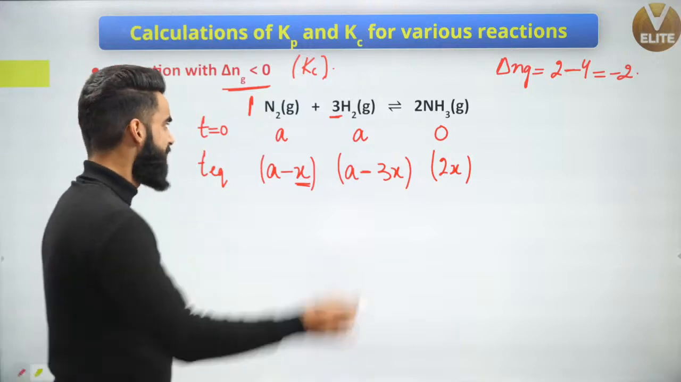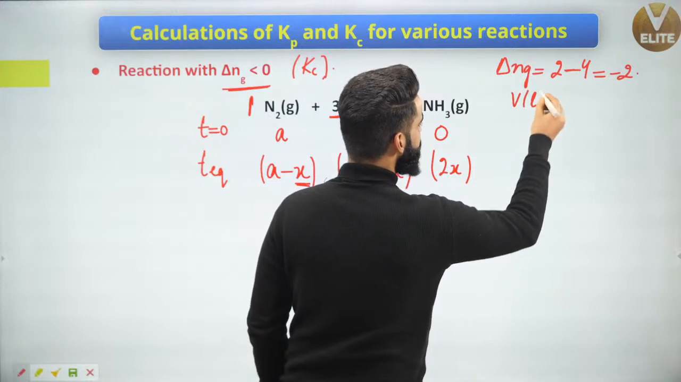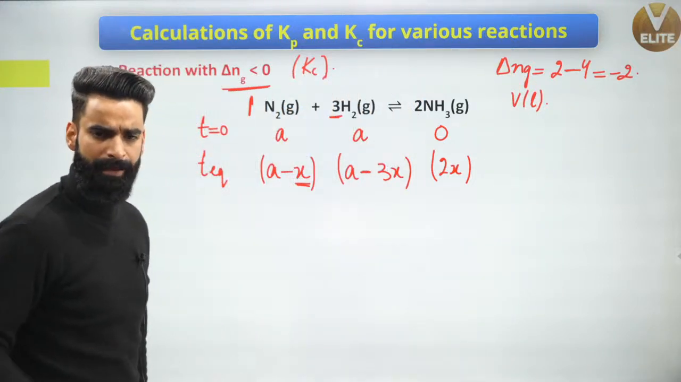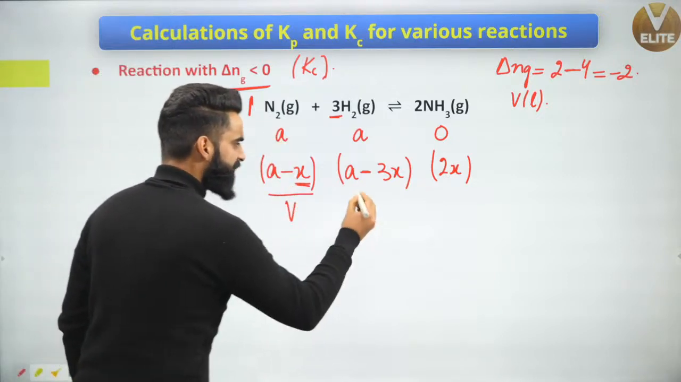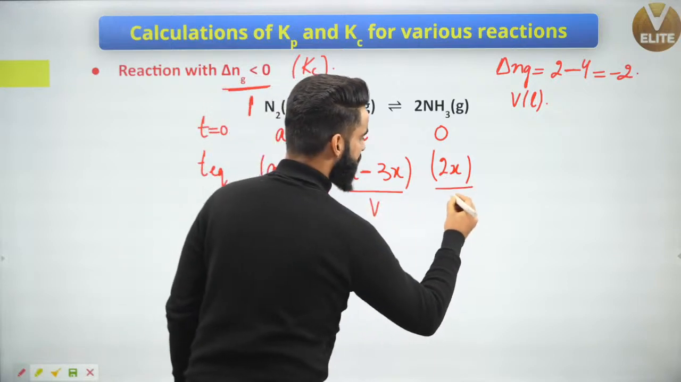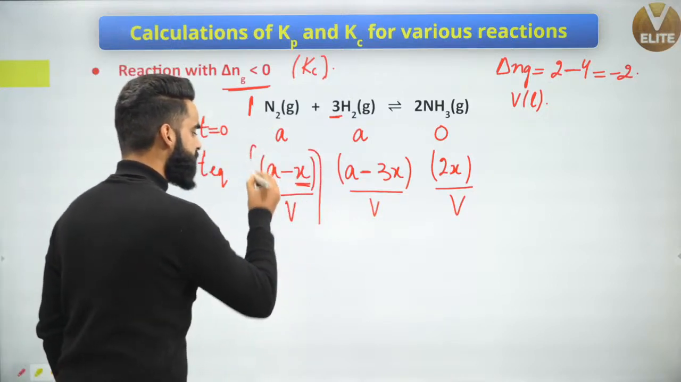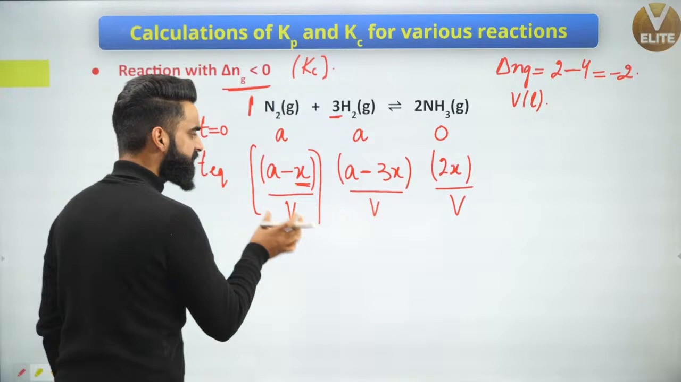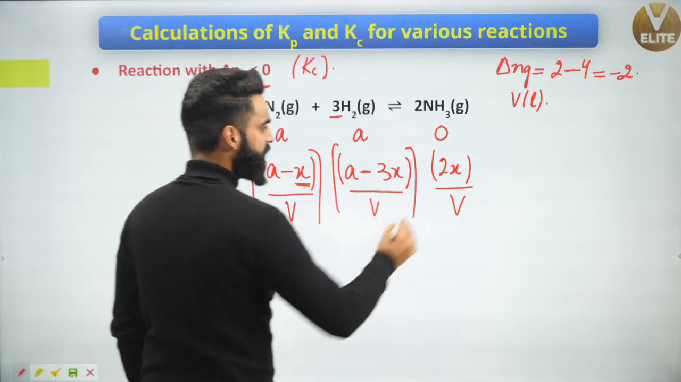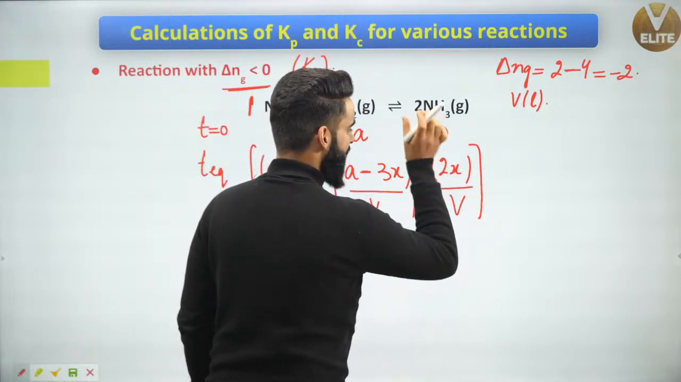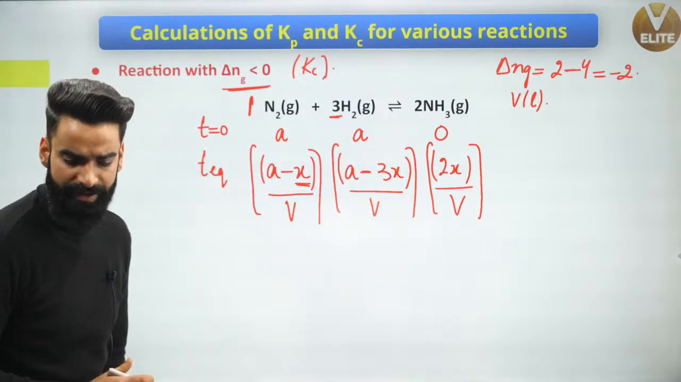Very simple. The container in which this reaction is taking place has a volume of, for example, V liters. Now the point is, if I divide this term by V, what do I get? Very simple. This term is going to give me the concentration of N2 left at equilibrium. This term is going to give me the concentration of H2 left at equilibrium. This term is going to give me the concentration of NH3 formed at equilibrium. Very, very simple.